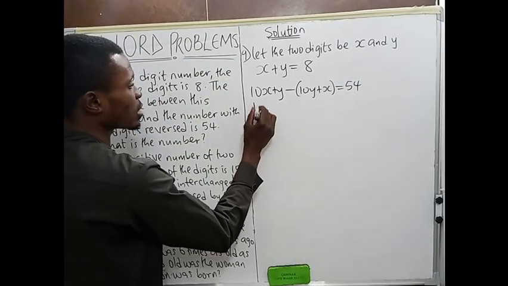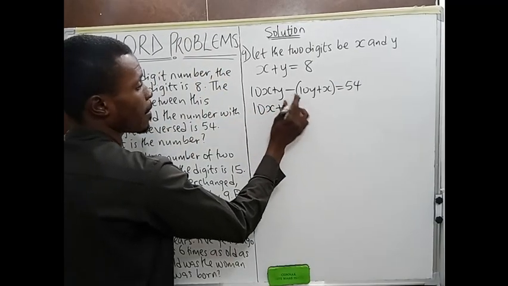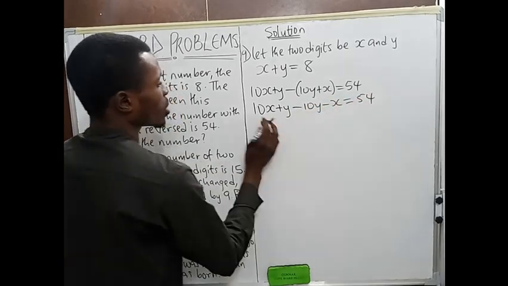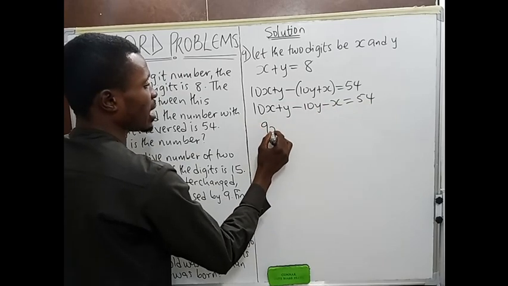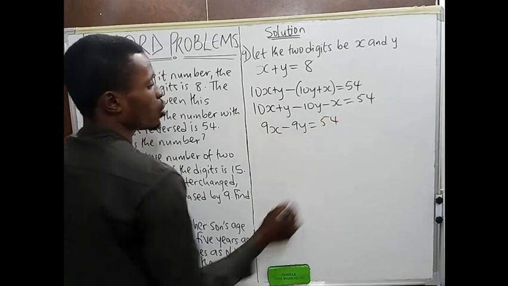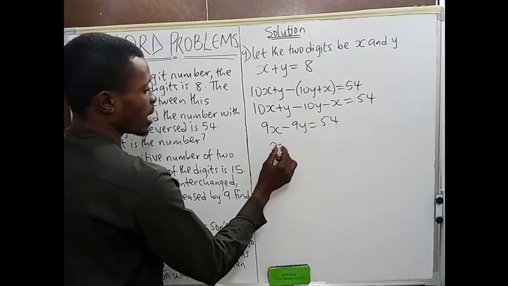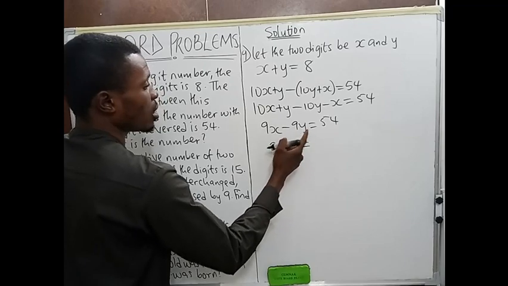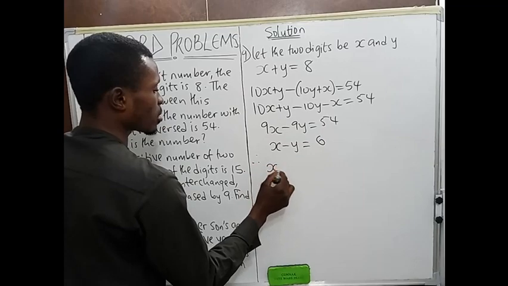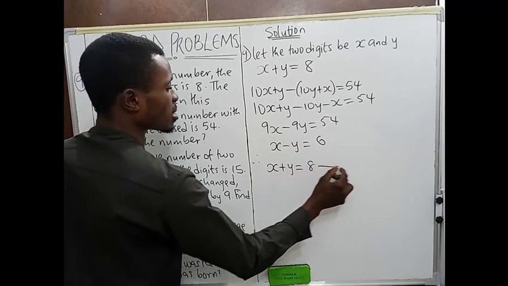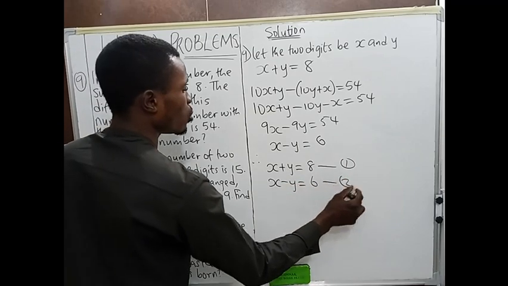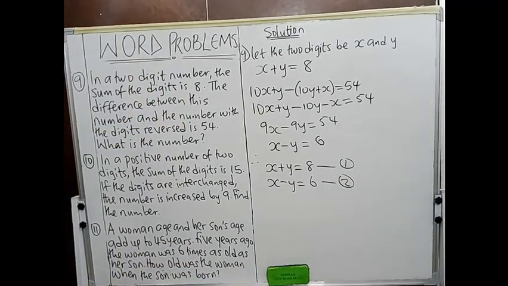So we simplify this equation. Okay, we have what? 10x plus y minus 10y minus x equals 54. 10x minus x is 9x. y minus 10y is minus 9y, equals 54. We divide through by 9. We have what? x minus y equals 54 divided by 9, which is what? 6. Hence, we have what? x plus y equals 8 as equation 1, and x minus y equals 6 as equation 2. Now move to question 10.